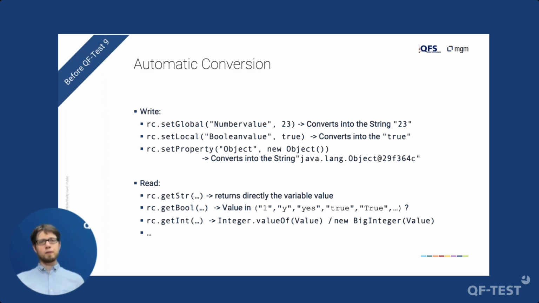Normally, this is not a problem because QF-Test does a lot of conversion in the background. So if you, for example, add a number with a script like rc set global into the variable stack, it will be automatically converted into a string. The same is true for a Boolean value or for any object. So QF-Test automatically takes care of converting everything into strings.